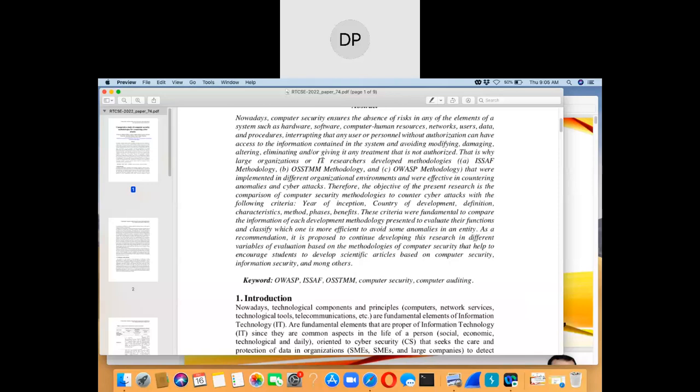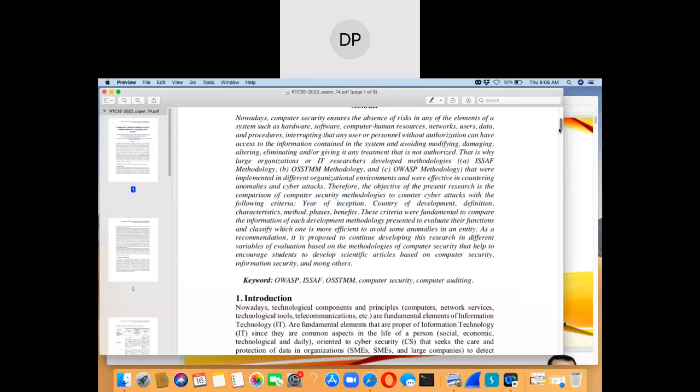That is why large organizations and IT researchers developed methodologies, and there are three types of methodology for computer security. First is the ISSAF methodology, second is the OSSTMM methodology, and third is the OWASP methodology. The objective of the present research is the comparison of computer security methodologies. So they are not doing something new, they are just comparing three methodologies to counter cyber attacks with the following criteria: years of inception, country of development, definition, characteristics, methods.